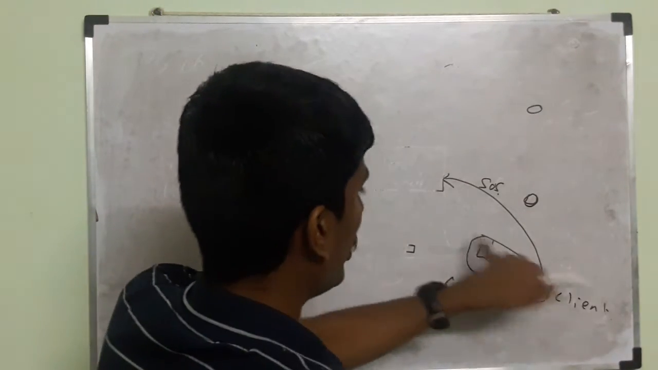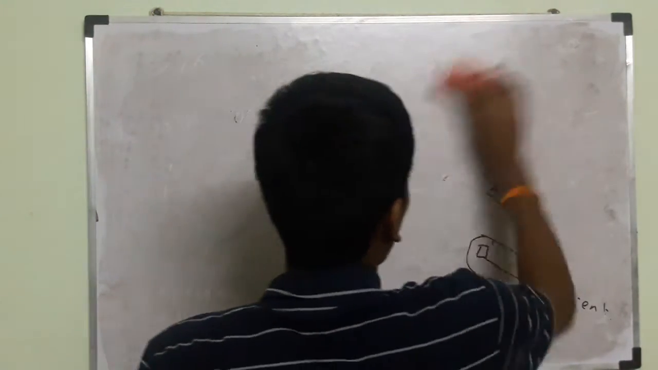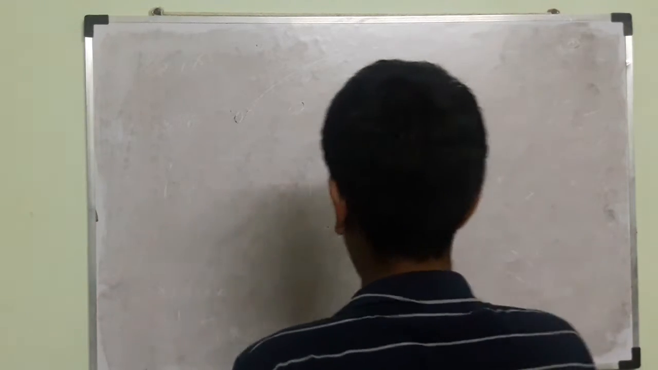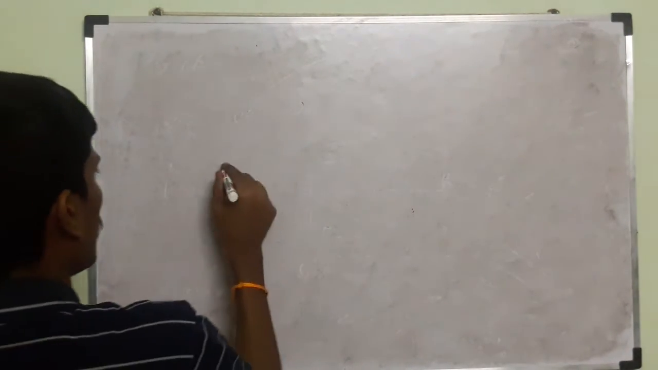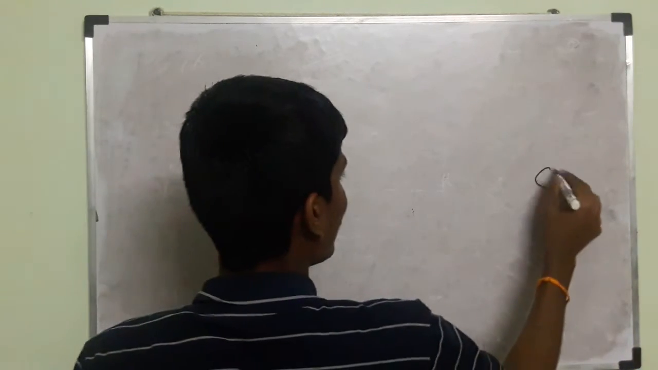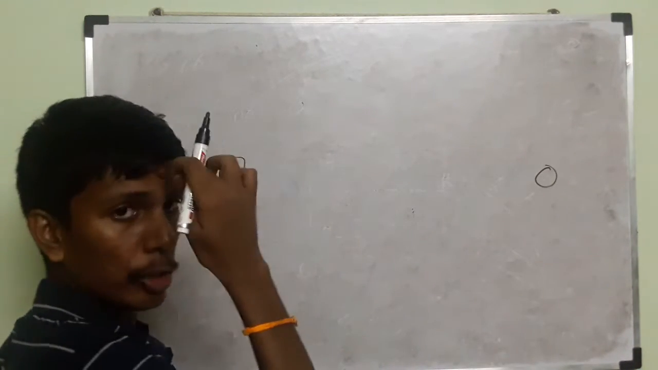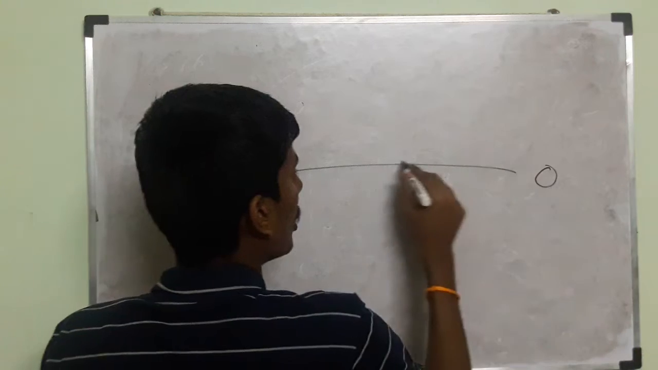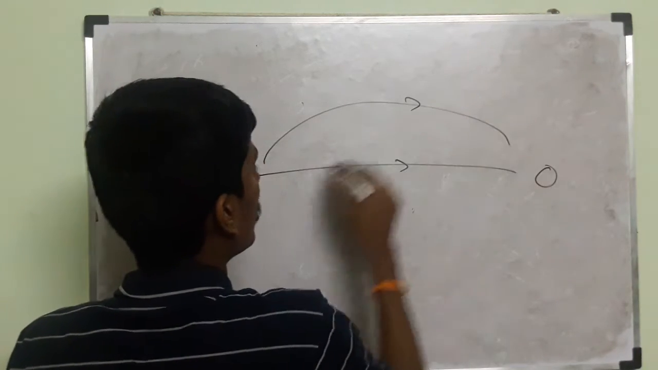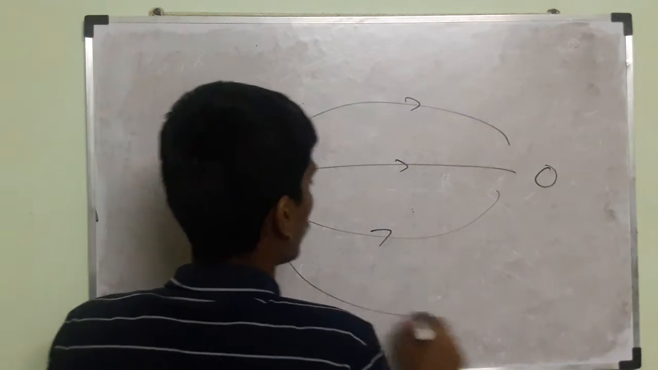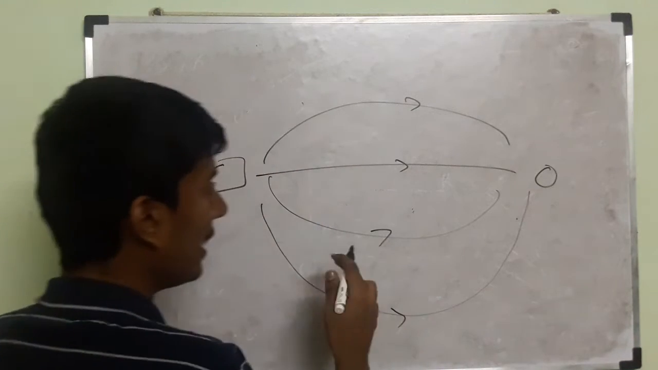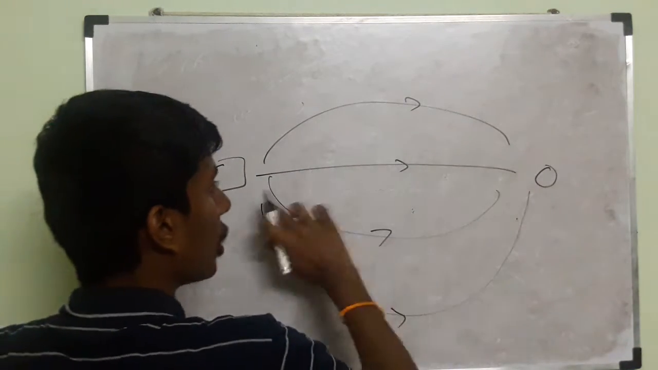Now let's consider only these two things: the sub fire station and my house. This is the sub fire station, this is my house, and there are 4 roads which can be used to reach my house. There will be this road, this road, this road, and this road. Now by seeing this diagram, we know that this is the shortest path.